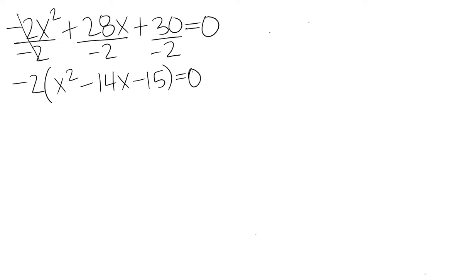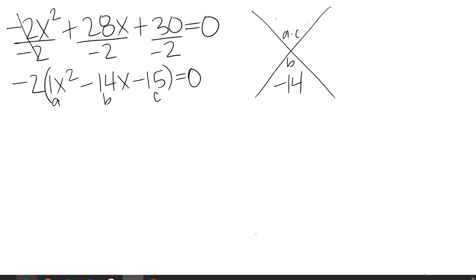Okay, so now comes the split method part. So I'm going to draw my star. I know A times C is going to go up top and B is in the bottom. So when I'm finding these values, A, B, and C, I'm only looking at my new factored form. So A would be 1, B would be negative 14, and C would be negative 15. So negative 15 times 1 would be negative 15.